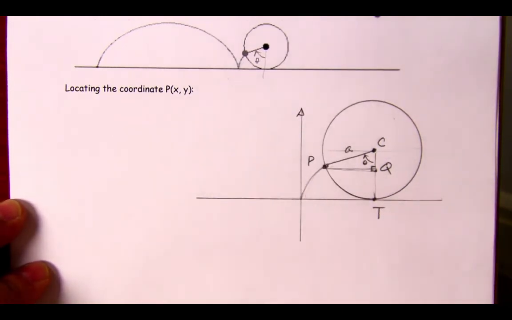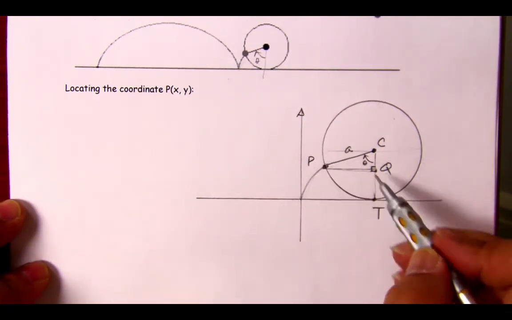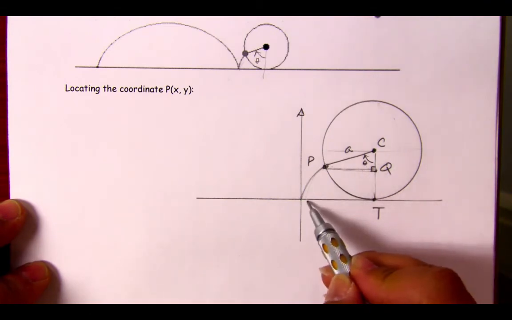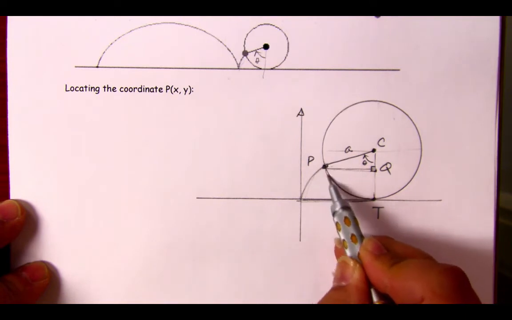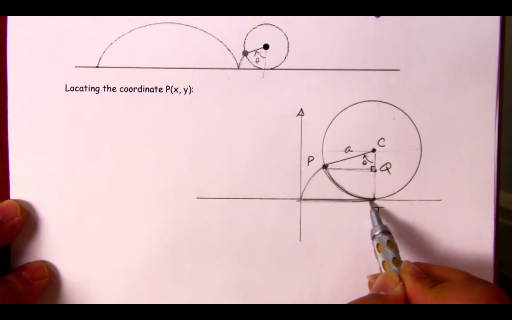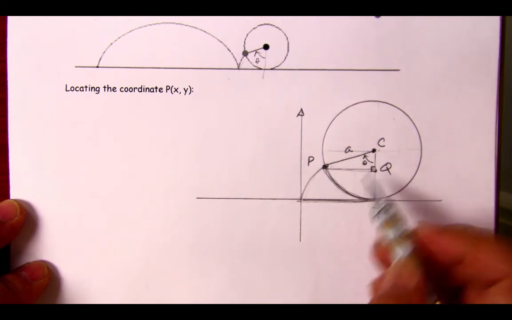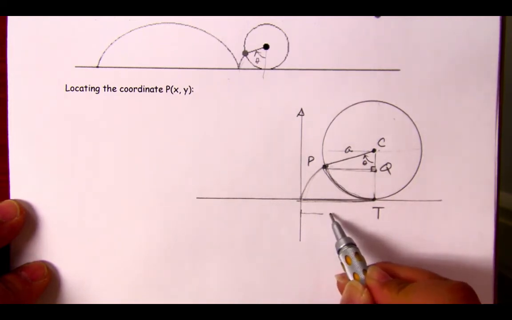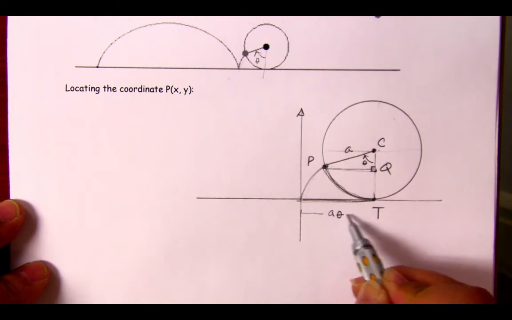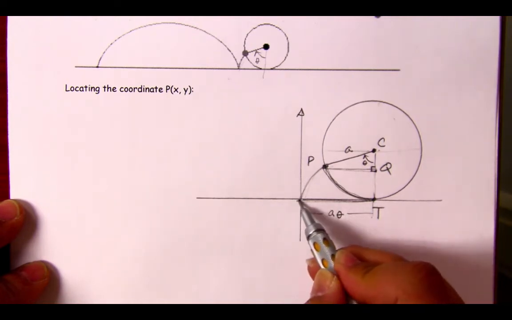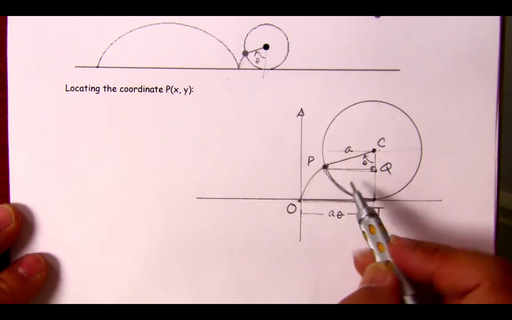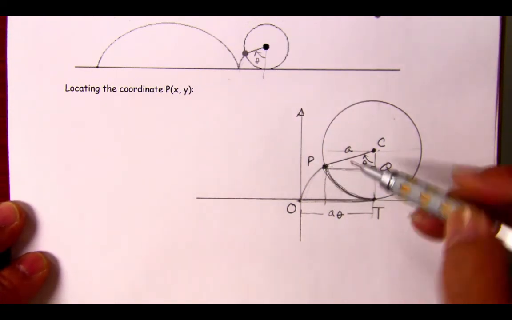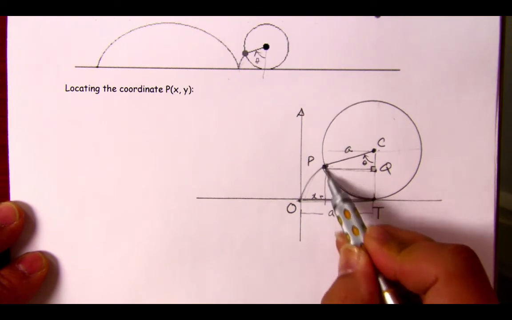So this is the starting point, and that's the angle right here. The distance that this traveled right there is the arc length over here. It's exactly the same, isn't it? And because the angle is theta and the radius is a, that length from here to here is simply a theta. And that's 0, the origin, O. Okay, so how do I measure the x? Well, x is here, and the y is here.